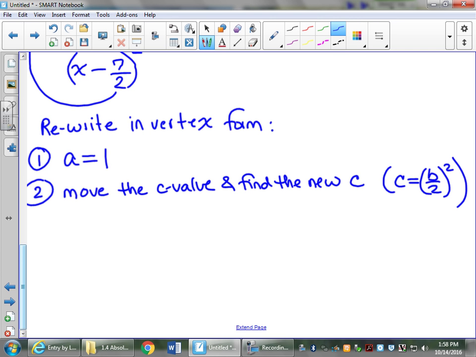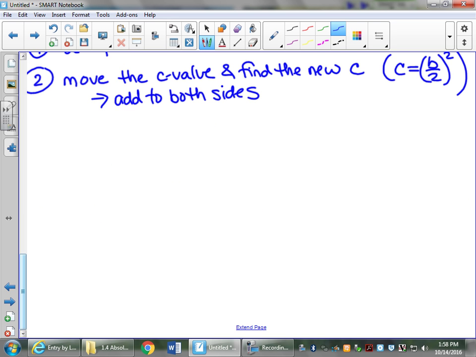Okay. That C value that you find, something that's important to remember, is you're going to add it to both sides of your equation. If you only add it to one, then it's now unbalanced and not equivalent. So once you find it, that new C is being added to both sides.